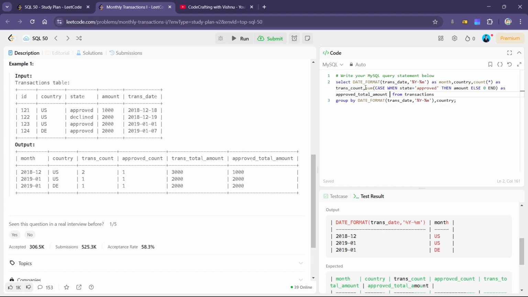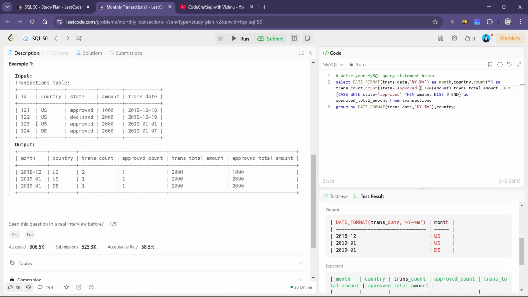And similarly, we have to select the transaction total amount, that is after transaction count. We also have approved count, and then we have transaction total amount. So transaction total amount will be sum of amount. And this one, which is after transaction count, we have approved count. How many entries are approved? So for that, we have to count the entries, but only those entries where the state is approved. So count where state is approved.